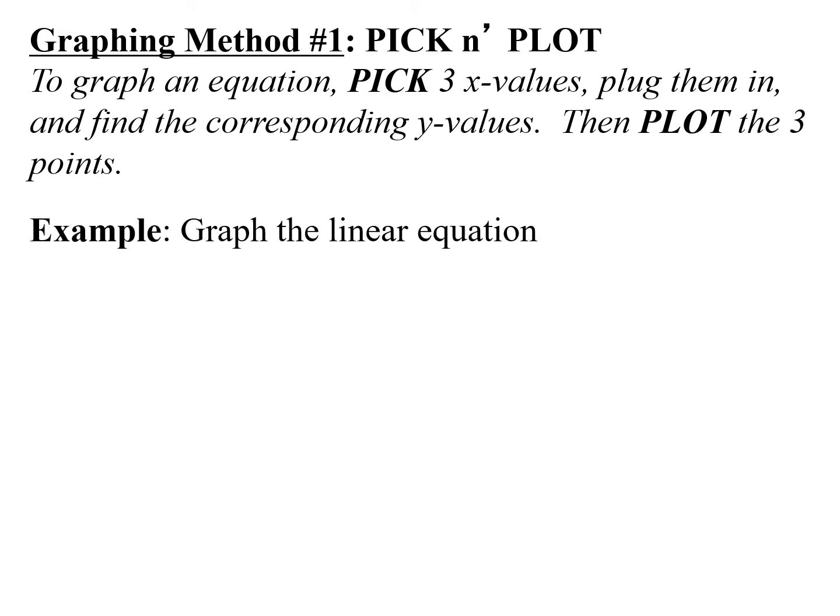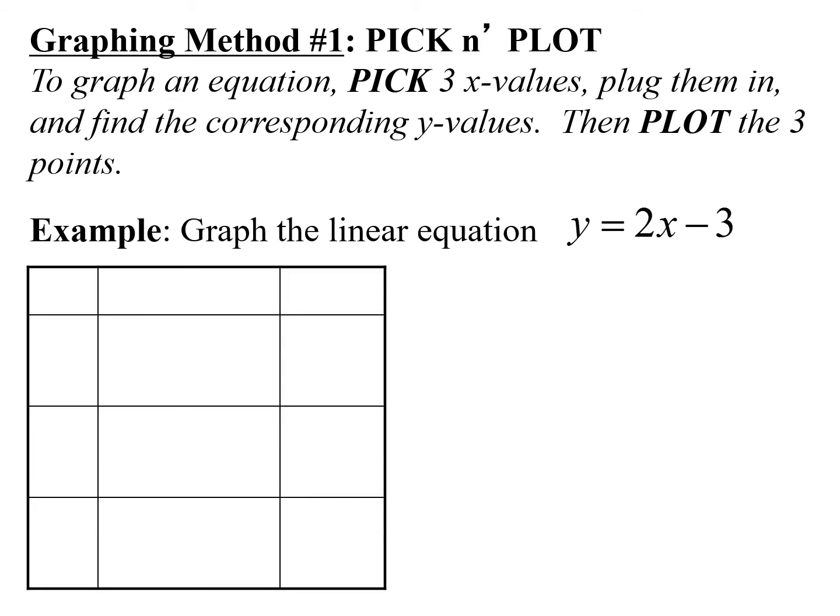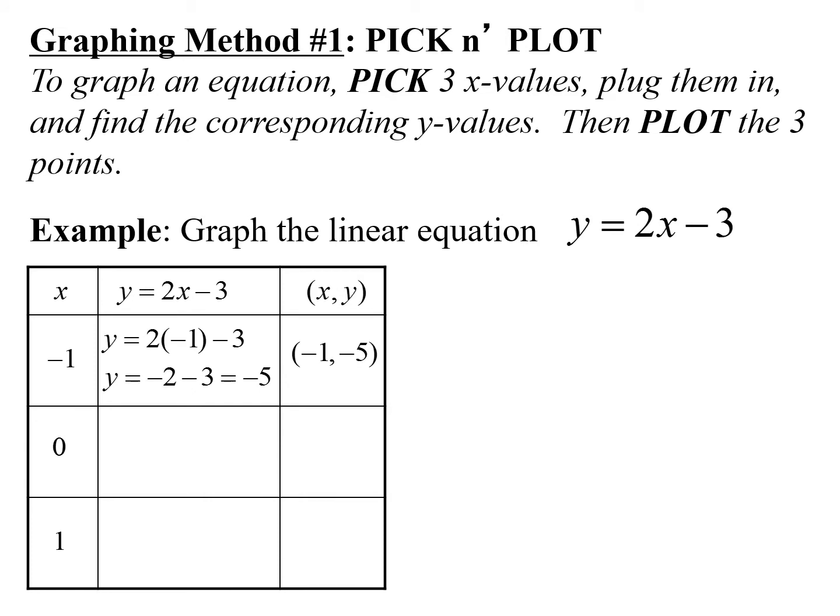So we want to graph the linear equation y equals 2x minus 3. First off, I'm going to pick 3 x values. I'm going to choose -1, 0, and +1. Those are easy values to plug in, so I can do that rather quickly. I'm going to plug it into my equation y equals 2x minus 3 for the x variable. So I get y equals 2 times -1 minus 3. That's going to be y equals -2 minus 3, which is -5. So the point on the coordinate plane is going to be -1 for x and -5 for y.